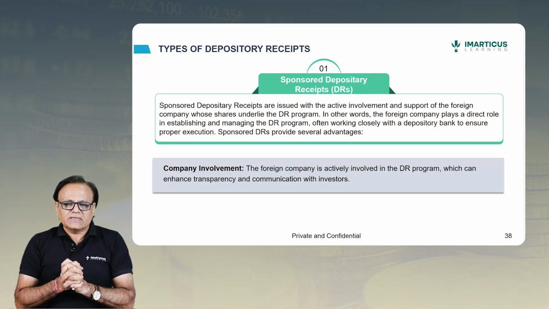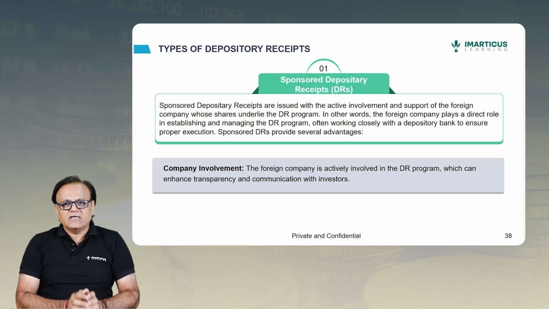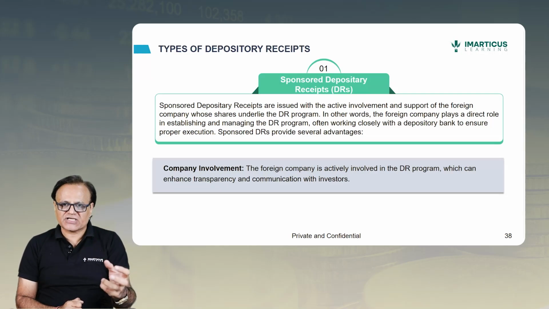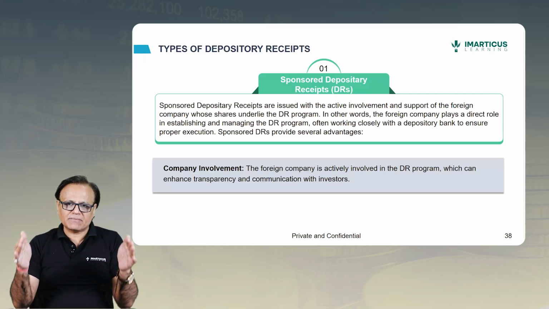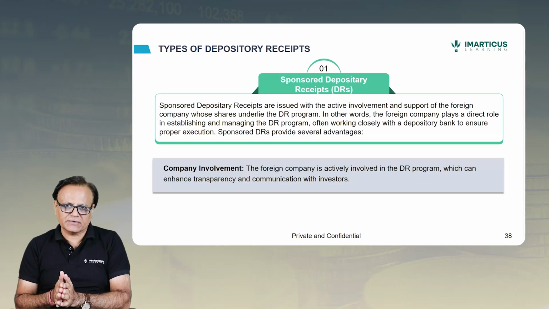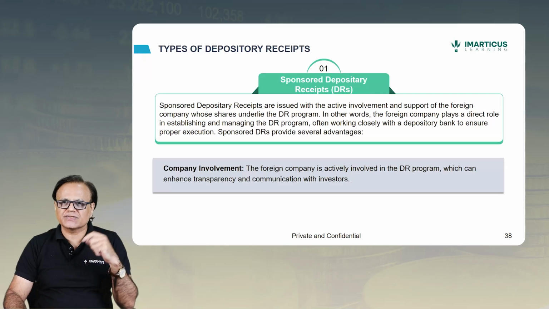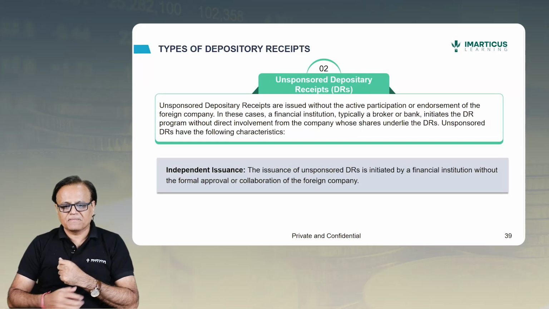For example, if Infosys is issuing DRs in the US, the company Infosys will be constantly in touch with the depository bank and ensuring that the entire program is properly managed and executed, be it right from the time of issuance of the shares to the depository bank, to the depository bank ensuring there is listing and trading as far as these DRs are concerned.